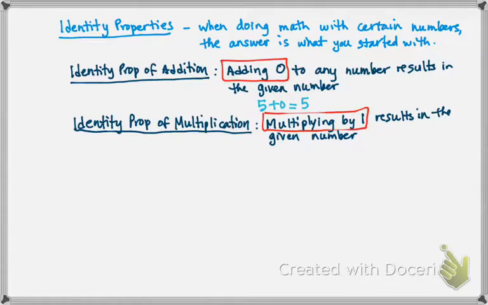Okay, so for example, if I have 7 and I multiply it by 1, I end up with 7. So think about identity. It's who you are. You're not going to change. So even though I multiply by 1, I didn't change. Even though I added 0, I didn't change.